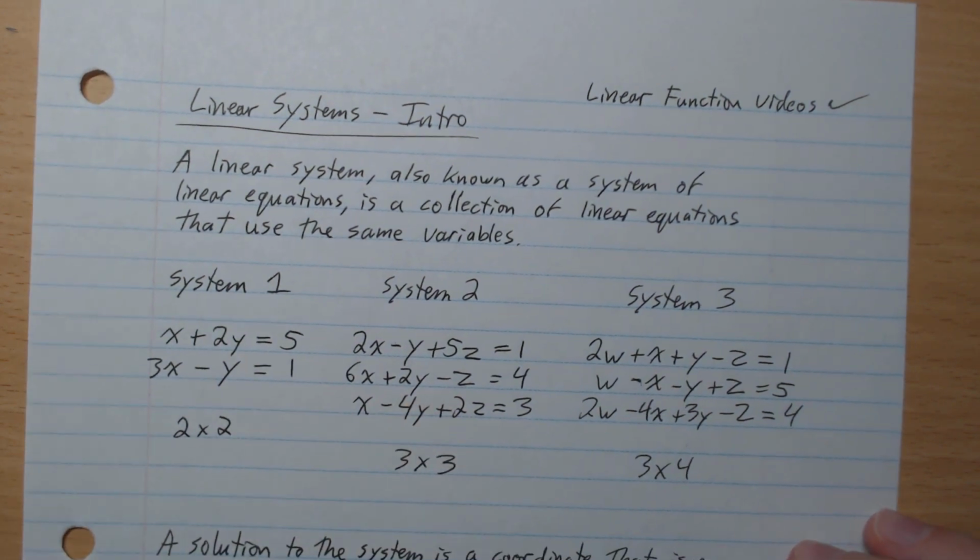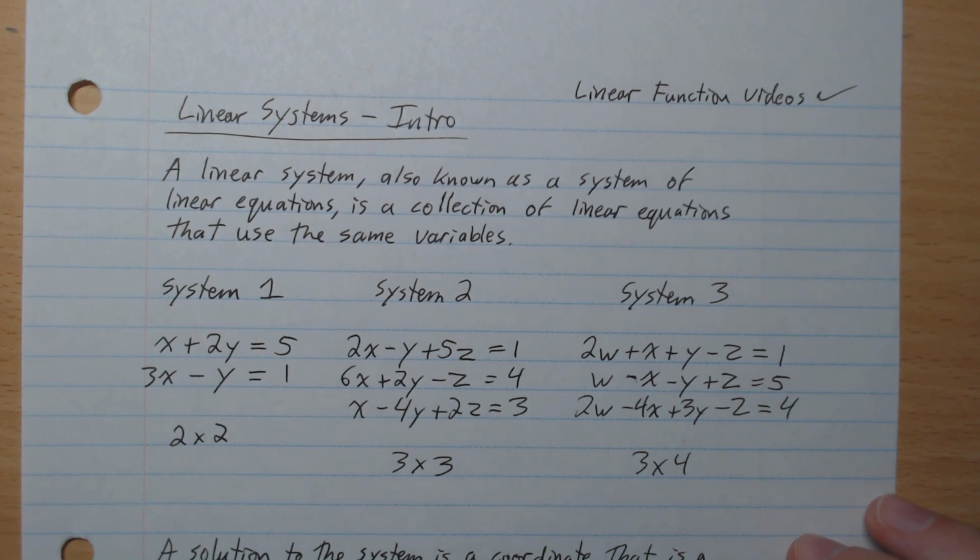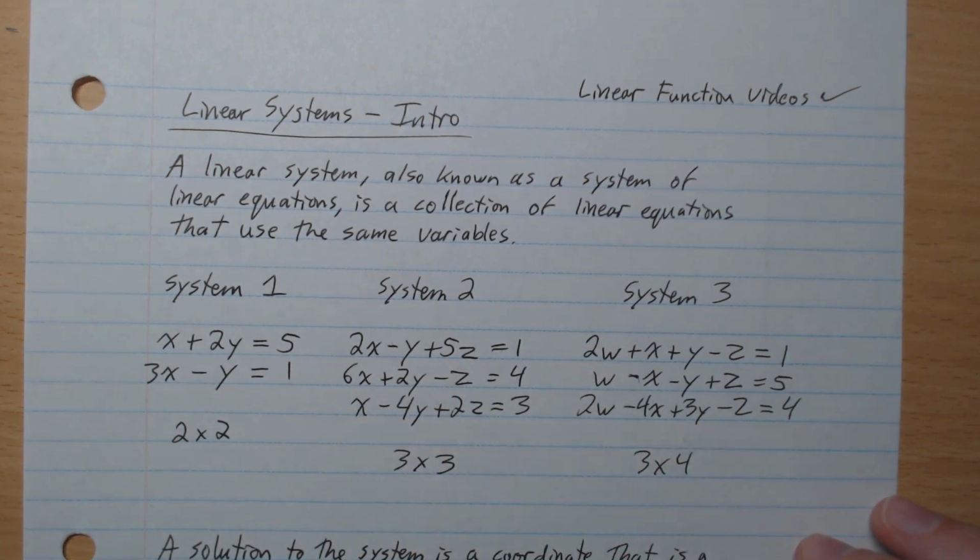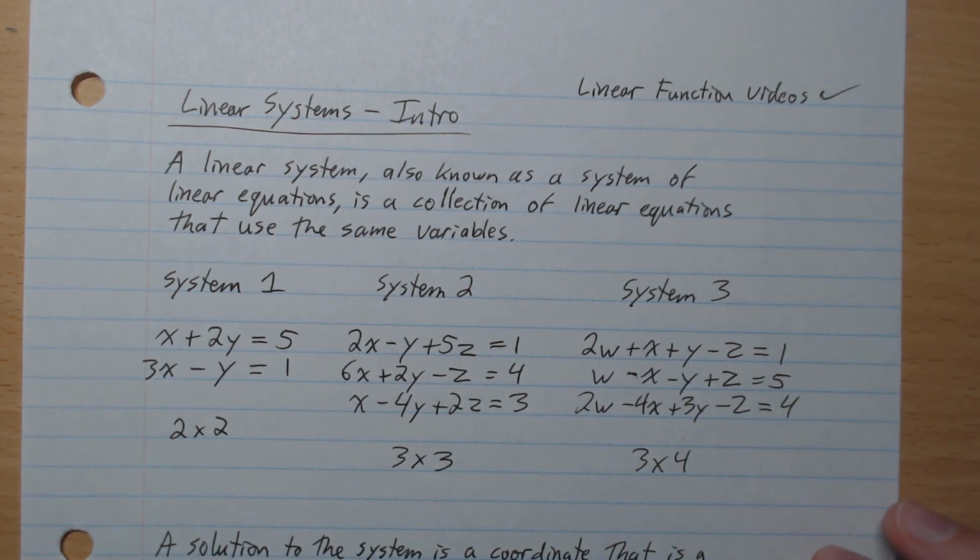Here we can have another system where we have three equations and three variables. And so this is a 3 by 3 system. Or we could have this one, 3 by 4, with w, x, y, z as our variables. And you can have many sizes of systems. You can have 50 by 30, any kind of size.